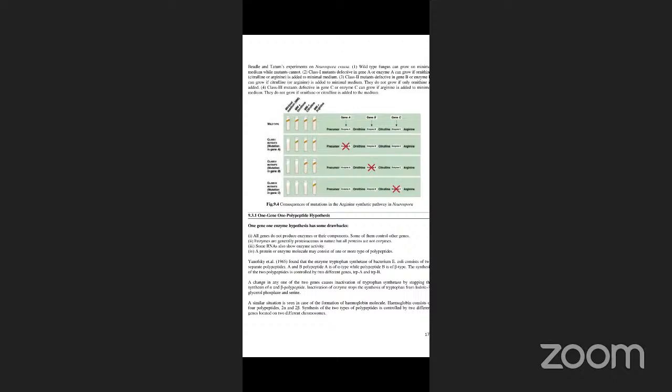Then another concept has come, that is the one gene, one polypeptide hypothesis. So the one gene, one enzyme hypothesis has some drawbacks, because not all genes encode enzymes. Okay. So all genes do not produce enzymes as their products. Some of them just control other genes. Okay. And enzymes are proteinaceous. All enzymes are proteins, but not all proteins are enzymes. And some RNAs also have enzymatic activity nowadays.